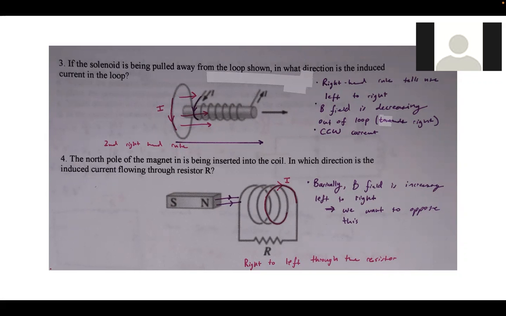So first we need to establish it's going from right to left. I'm sorry, excuse me, it's going from left to right. And then the B field is going out towards the right, out of the loop. So what do we need to do if it's going more out? We need to have, wait, I just can't do it myself, one second.